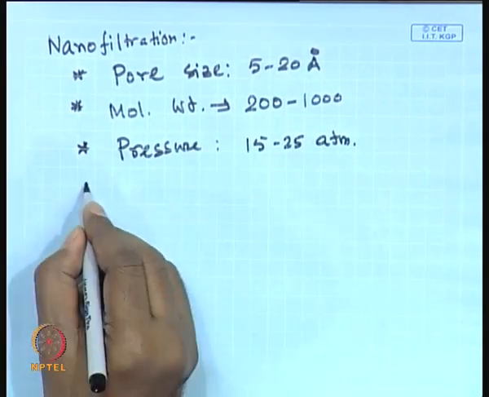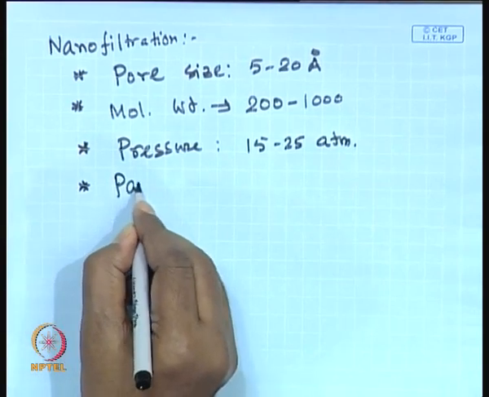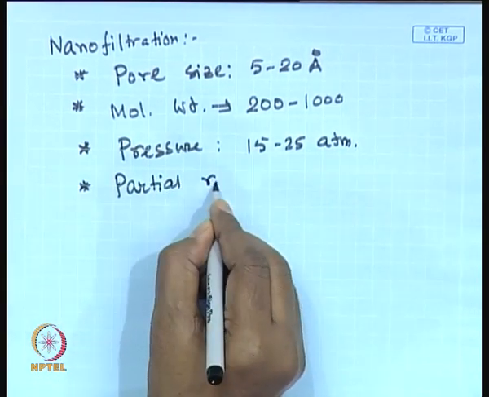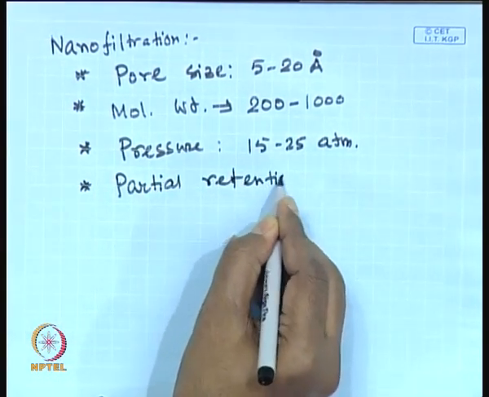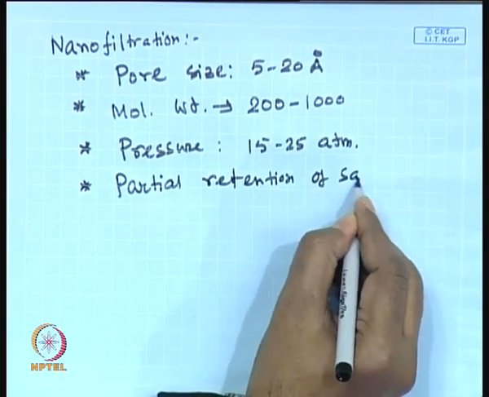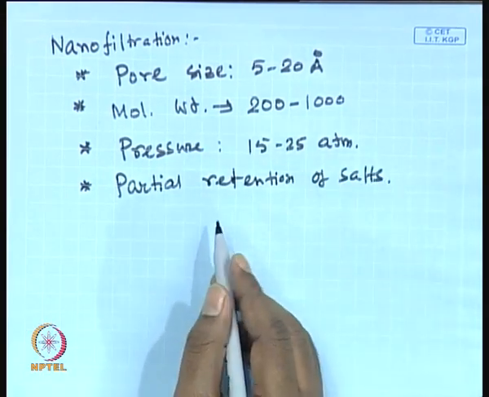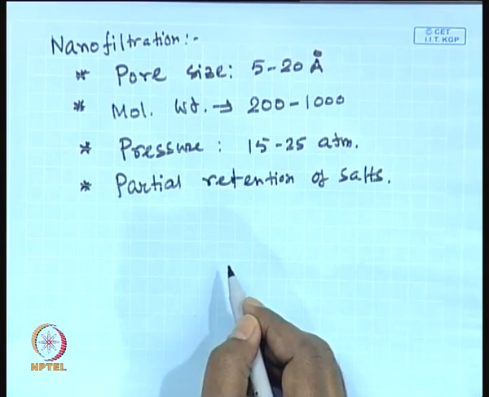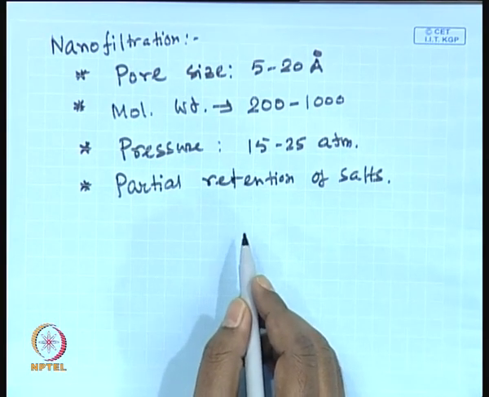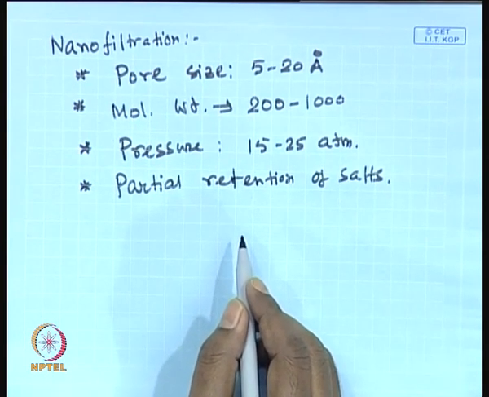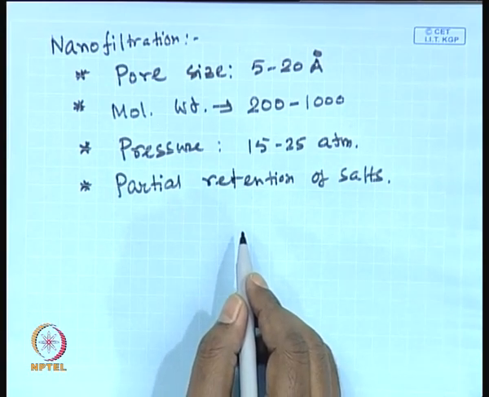Now, a good reverse osmosis membrane causes a partial retention of salts. A good reverse osmosis membrane is termed to be a very good reverse osmosis membrane if it can reject a sodium chloride solution to the tune of 95 to 98%. If sodium chloride is separated to the extent of 95 to 98%, that particular reverse osmosis membrane is supposed to be a good reverse osmosis membrane.